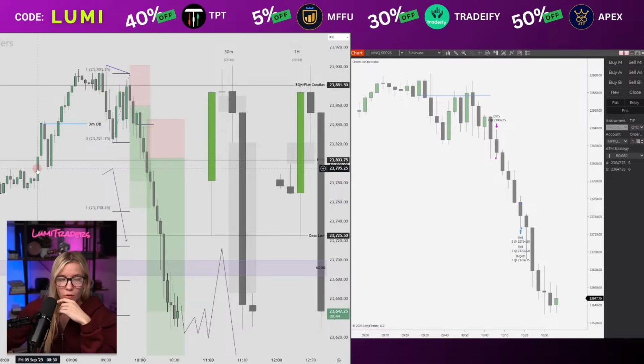What's the best way to scale an account? You can start with just one account, try to find consistency, and slowly with your payouts add another account.